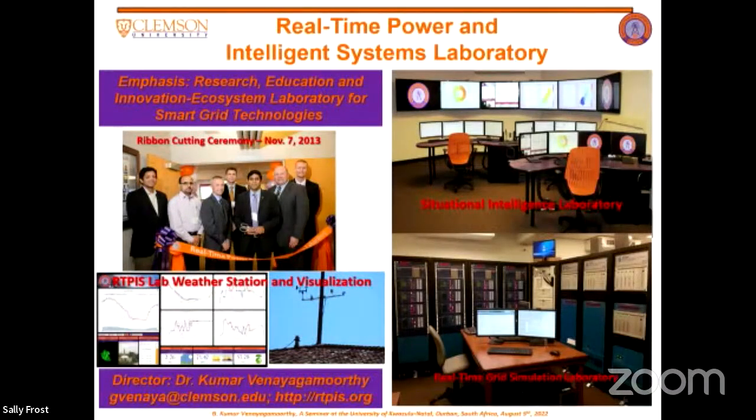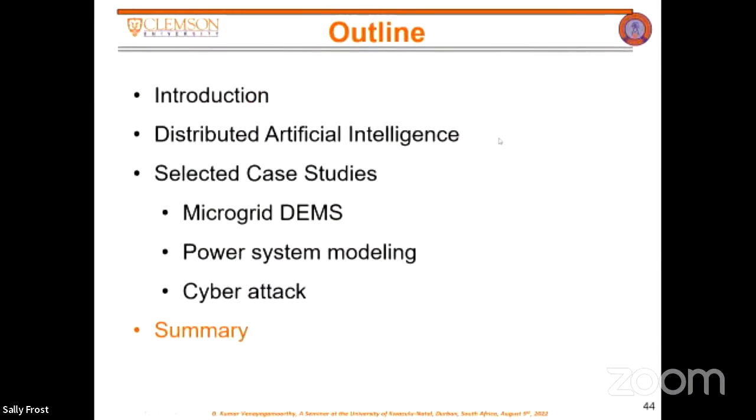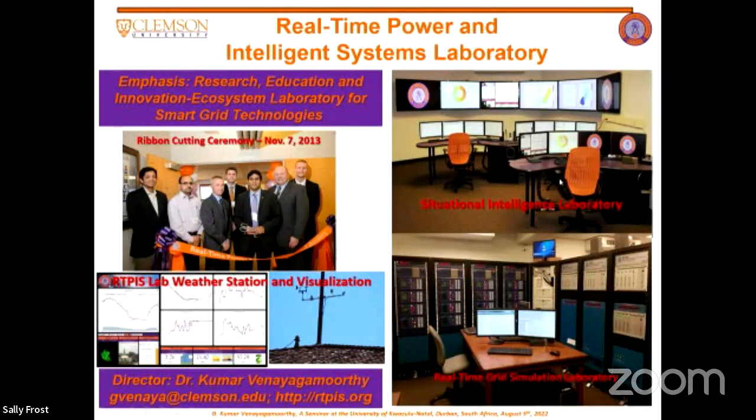It's a virtual sensor. It's a backup, it's intelligence. This is the lab. Professor Age has visited the lab where we do all these experiments. This is a mock-up control center we have put together. We call it the Situational Intelligence Lab. This is the grid simulation lab with the RTDS and the PMUs. All these PMUs are hardware PMUs that we have. And the weather station is where we pick up the solar irradiance and bring that into the simulation.